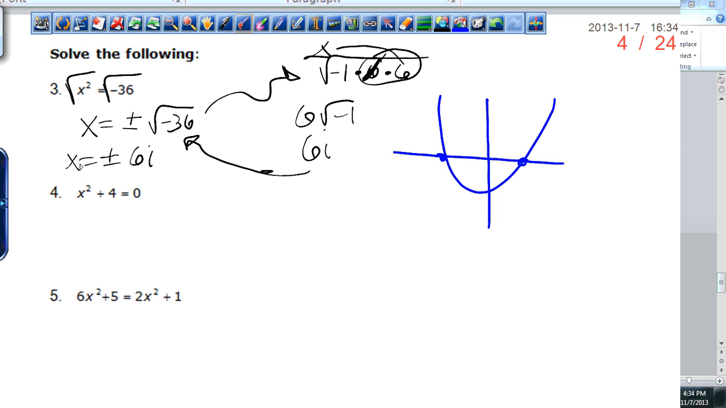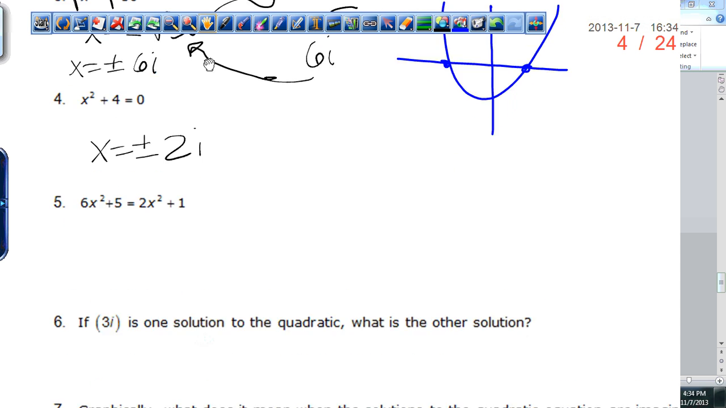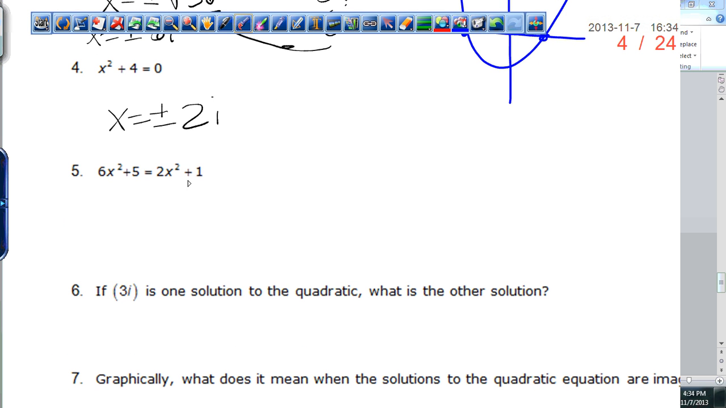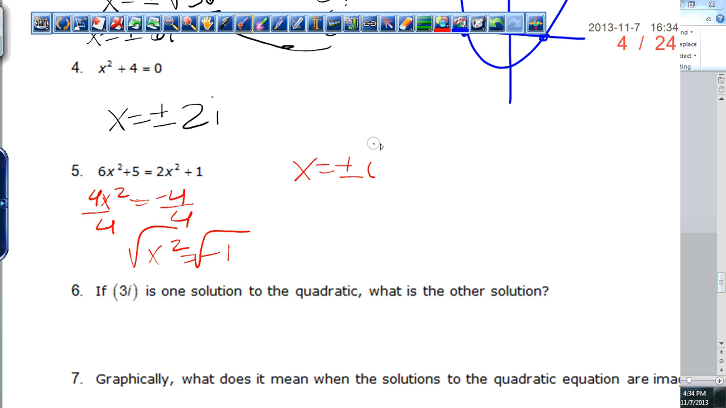That works the same for number 4 and number 5. I'll tell you number 4 is x equals plus or minus 2i. I'll let you do the work on that one. Then number 5, we can go ahead and do. It's a little tricky. We're going to move our 2x squared over, so that's going to give me 4x squared. Move 5 over, that gives me negative 4. Divide first, then take the square root. So I get x equals plus or minus the square root of negative 1, which is just i.